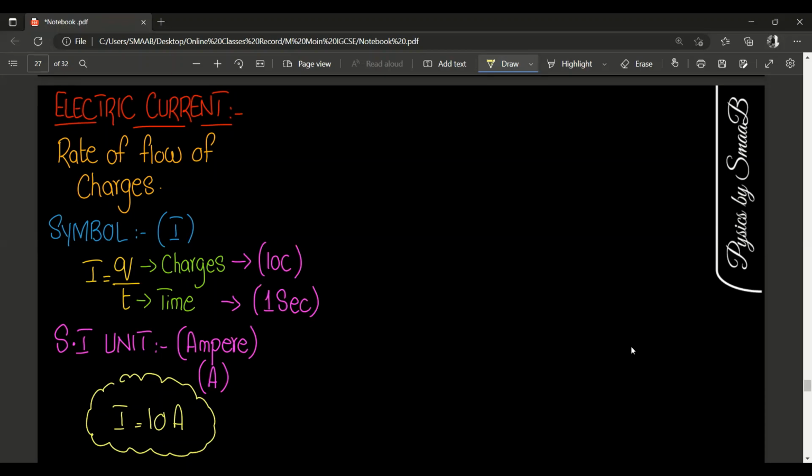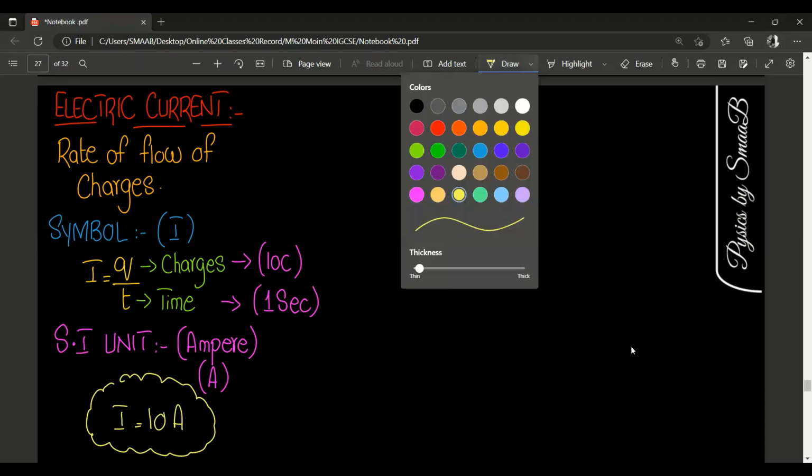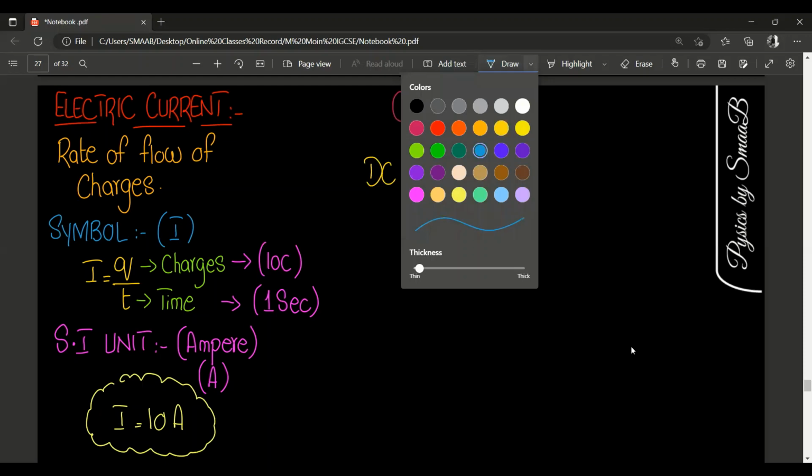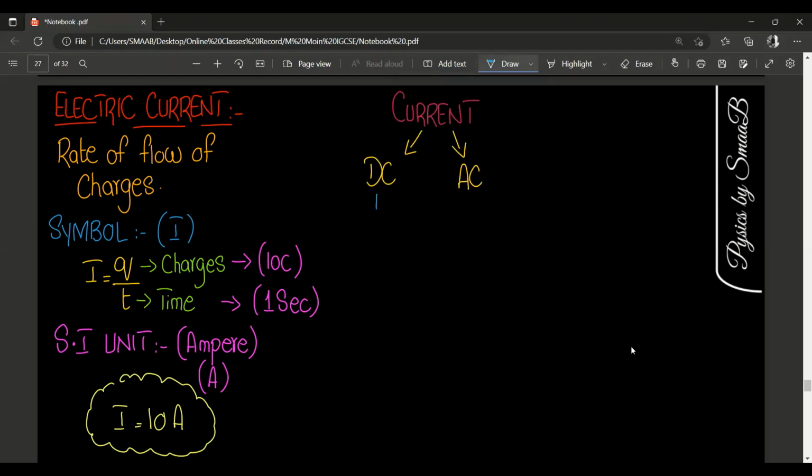If we categorize these different sources of energy for electric current, we can say that there are two different categories of electric current through which electric current can be supplied to the circuit. One is known as DC, that is direct current, and the second one is known as AC, alternating current, right? DC represents direct current.